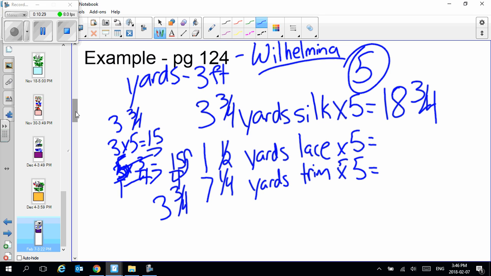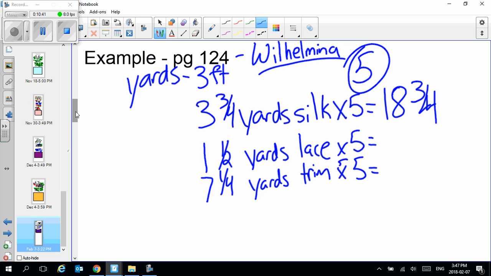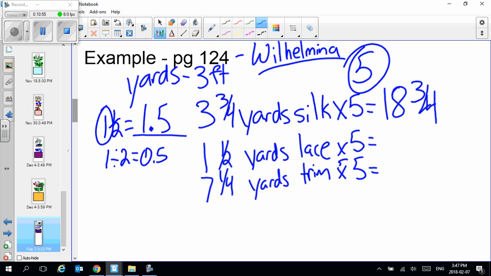The other way to solve it is to convert it into a decimal first. So if I go back here, let me erase this. So let's look at our 1.5 yards of trim. Okay. So I need to convert 1 1/2 into a decimal. Okay, well, I know it's going to be 1. I've got my whole number here. I'm going to go 1 divided by 2 equals 0.5, which means that 1 1/2 is the same as 1.5.